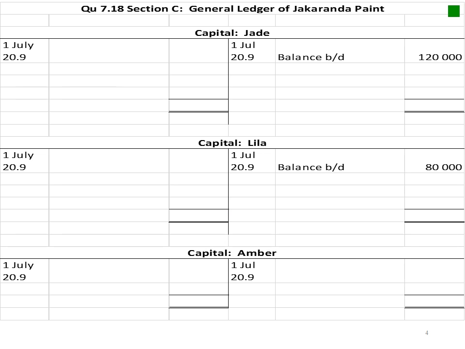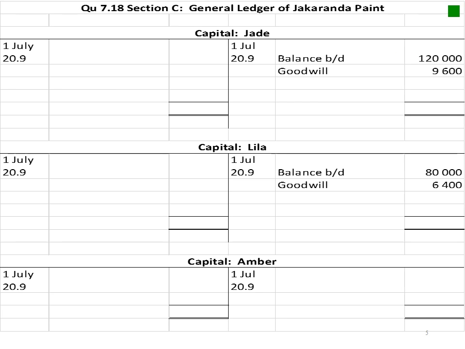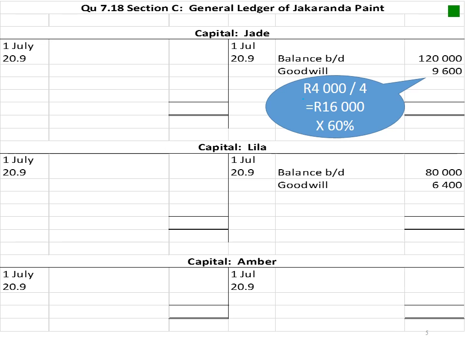The first thing we do in the capital accounts of the partners is put in their opening balances. These are the amounts that have been contributed by Jade and Lilla to the partnership up until this point. The next thing we do is put in the goodwill that's been generated by Jade and Lilla before Amber joined them. The way this is calculated is they tell us Amber is going to be taking over 1/4 of the partnership, and his 1/4 share of goodwill comes to 4,000 Rand. So if we take 4,000 Rand and divide it by 4, we end up with 16,000 Rand in total.